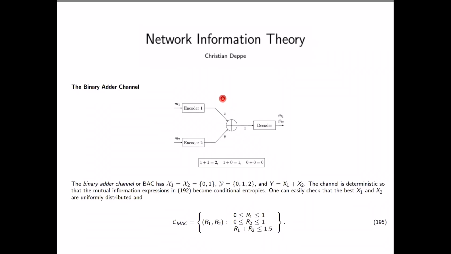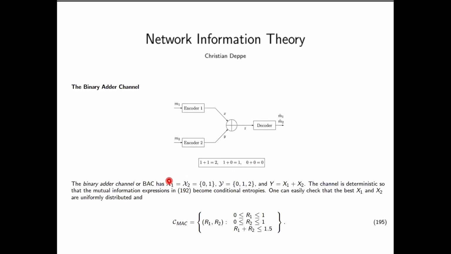We want to finish this section with a small example. We look at the binary adder channel. In this channel, encoder 1 and encoder 2 send a message through a channel, and the decoder receives it. He receives a 2 if both encoders encode a 1 into the channel. He receives a 1 if one encodes a 1 and the other a 0, and the other way around, and he receives a 0 if both encoders encode a 0.